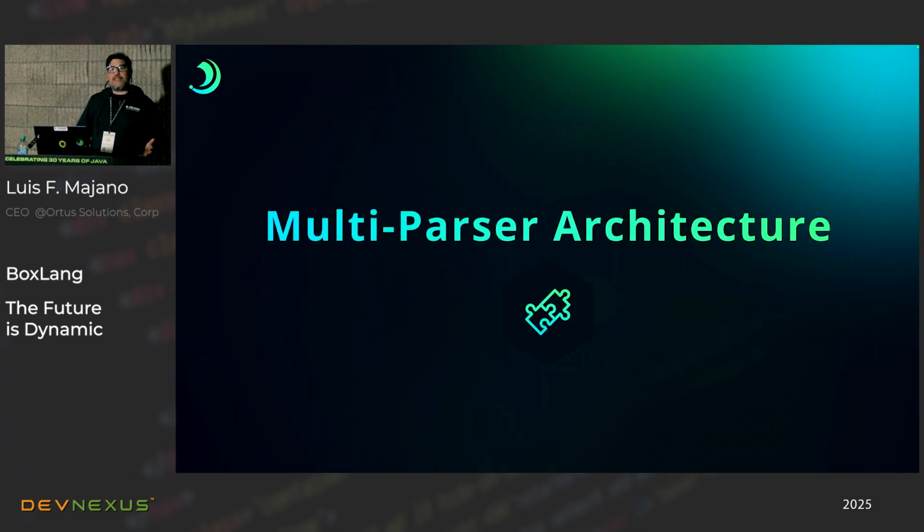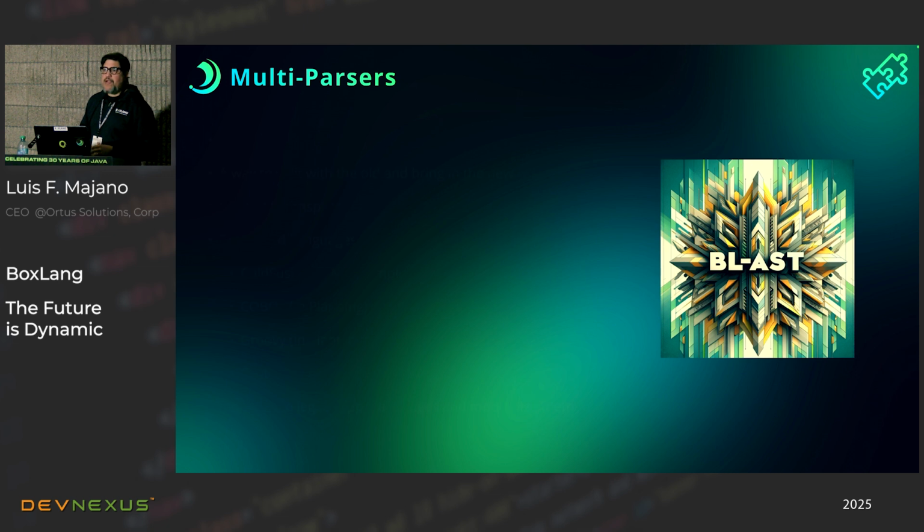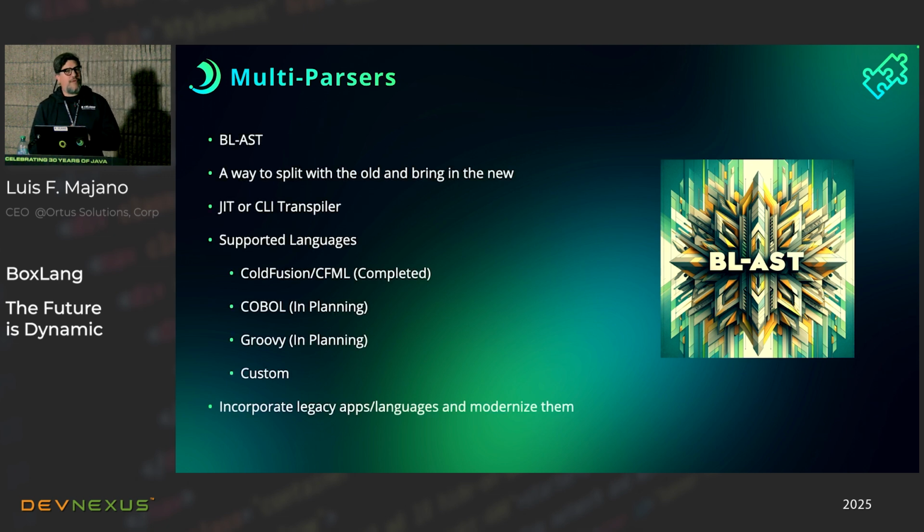This was another big goal for us. When we designed the parser, we wanted to create a multi-parser architecture, all pivoting on what we call the BLAST, which is the BoxLang AST, or the abstract syntax tree. This was really a way for us to split the old and bring the new. We had worked for more than 20 years bringing legacy applications to life. So this was a great way to bring legacy applications to life. It has a just-in-time transpiler and also a CLI transpiler. And we now have several languages that we support. For example, ColdFusion and CFML. If you have an application that's built on that, it can actually transpile and run in our runtime natively.